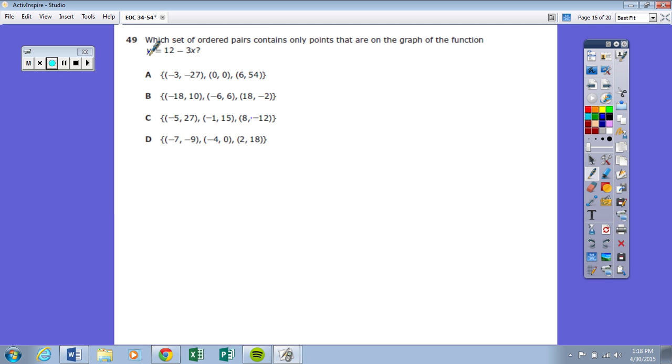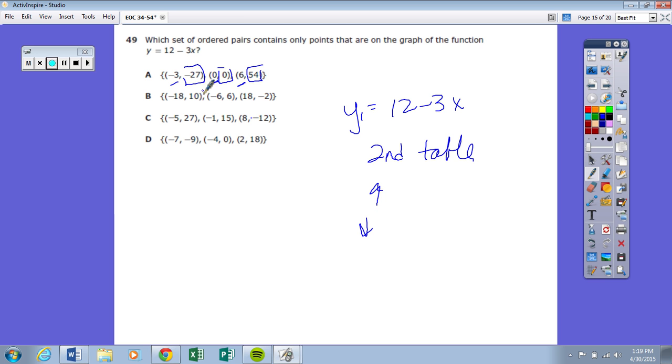Number 49, which set of ordered pairs contains only points that are on the graph of the function y equals 12 minus 3x? There are a lot of different ways to do it. I would type this into y1, and then I would just go to my table. Even though the points are listed out sideways, it's the same as the table. These are all of your x's, and these numbers are all of your y's. So you're just looking on your table to see which ones match. As you scroll up and down with your arrows on the table, you match them up. I think that was the one that matched.